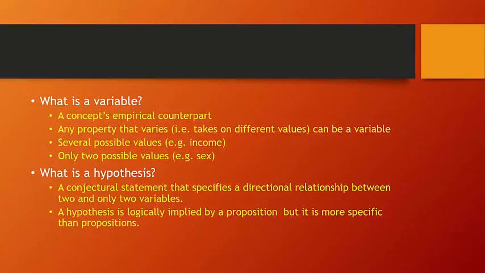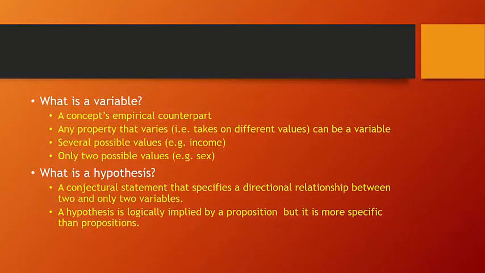The statement that specifies the relationship between our variables is what's called a hypothesis, right? And in order to test our theories, we convert the propositions that link the concepts within our theories into what's called a hypothesis. A hypothesis is a conjectural statement that specifies the directional relationship between two variables. Two and only two variables.